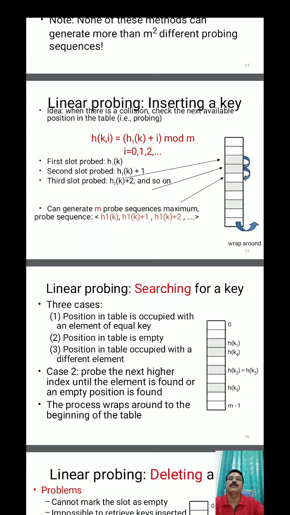The first slot probed is h1 of k. The second slot probed is h1 of k plus 1. The third slot probed is h1 of k plus 2, and so on. So it can generate m probe sequences. The maximum probe sequence is h1 of k, h1 of k plus 1, h1 of k plus 2, and so on.